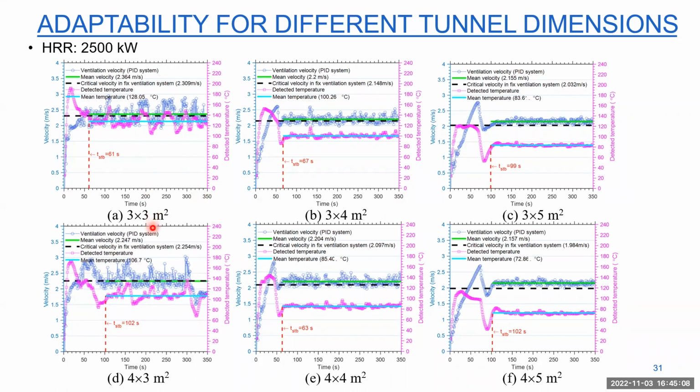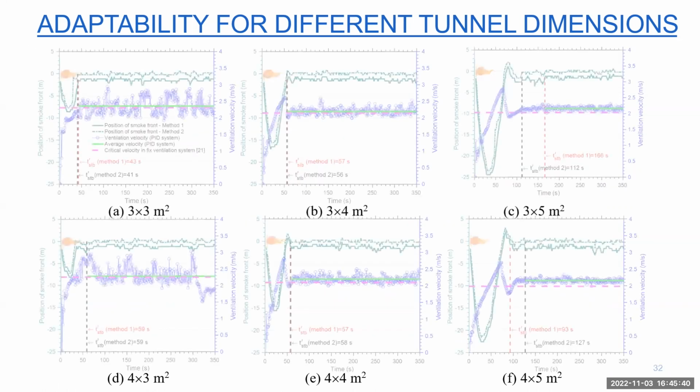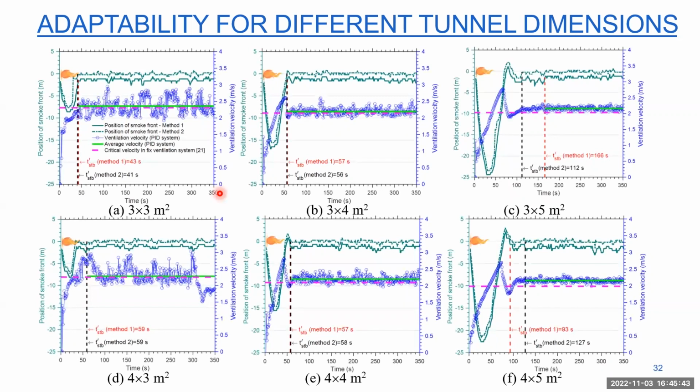But for the low tunnel height, the detected temperature curve is very noisy. This is because for the very low tunnel height, the sensor is very close to the fire source, so the temperature will change with high fluctuation. But interestingly, even though the temperature is very noisy, the smoke can still be controlled at the fire source.